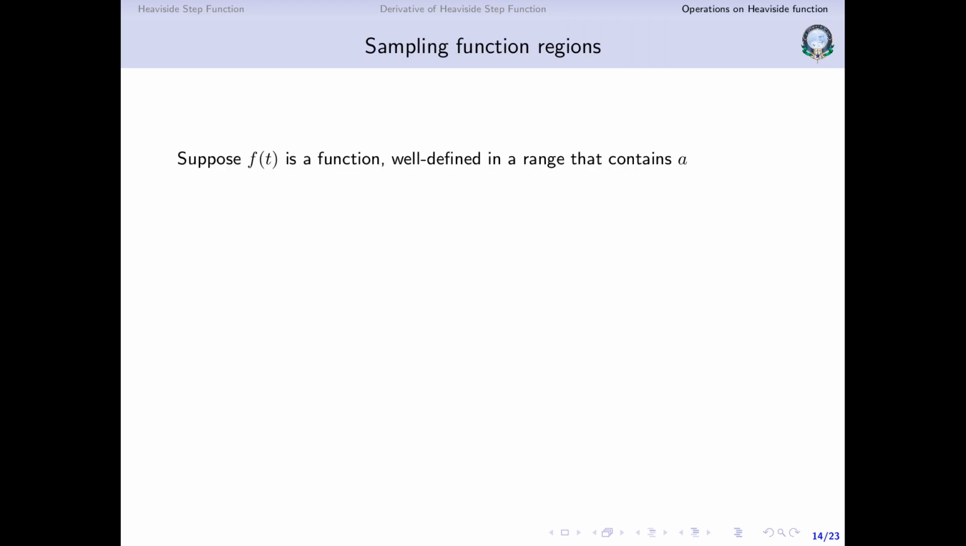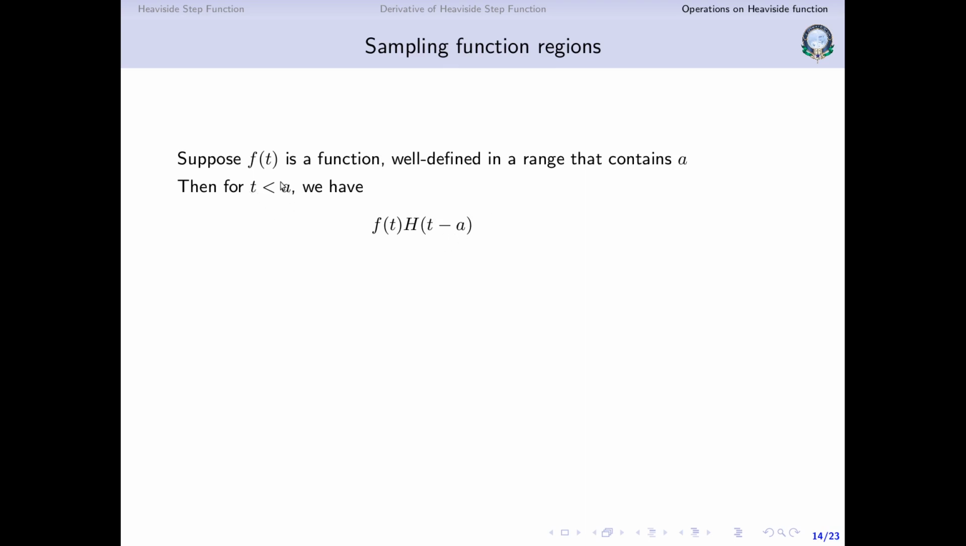Now the next interesting application is the sampling of function regions. Suppose I have a function which is well defined in a range that contains the value a. Then I could sample the value of the function over any sub interval. Let's say for t less than a, this will be the product of the function and h of t minus a. Now h of t minus a, where the argument is t minus a, is a Heaviside step function. It takes the value 0 whenever the argument is negative. T minus a is negative means t minus a is less than 0, that is, t is less than a.